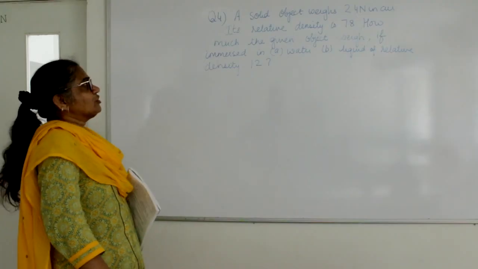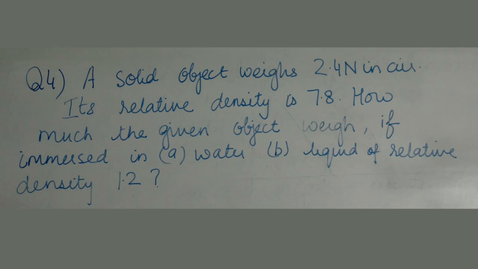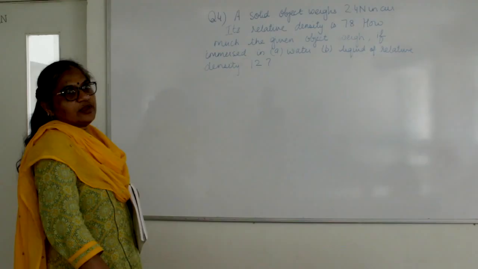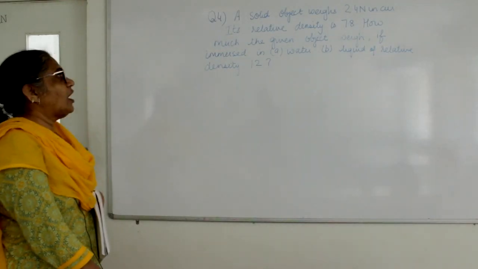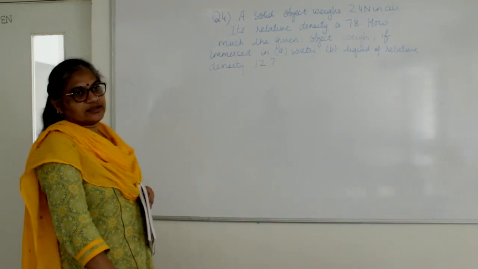Finally, children, the fourth question that we have: a solid object weighs 2.4 Newton in air, its relative density is 7.8. How much will the given object weigh if immersed in water and then in a liquid of relative density 1.2? So, again start doing the numerical before I proceed to tell you the answer.